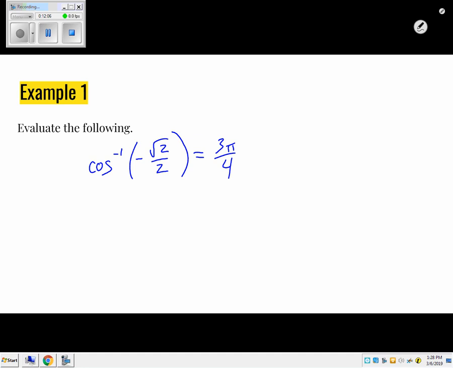That means I'm going to go to where cosine is negative. What quadrant is it in? Quadrant 2. It's negative, and I'm going to go grab it out of there. Now, they don't always use cosine inverse. Sometimes they write arc sine. That means sine inverse. It's the same thing.